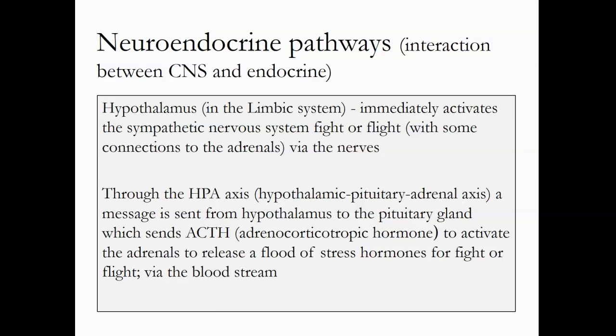The neuroendocrine pathways: if you're never going to look at anything else, look at this pathway, the HPA axis. The hypothalamus immediately activates the sympathetic nervous system for fight or flight, with some connection to the adrenals via the nerves. This is a pathway you need to know really well. Through the HPA axis, the hypothalamic pituitary adrenal axis, a message is sent from the hypothalamus to the pituitary gland, which releases ACTH, adrenocorticotropic hormone, to activate the adrenals to release a flood of stress hormones for fight or flight via the bloodstream. So take it right down to the cortisol.